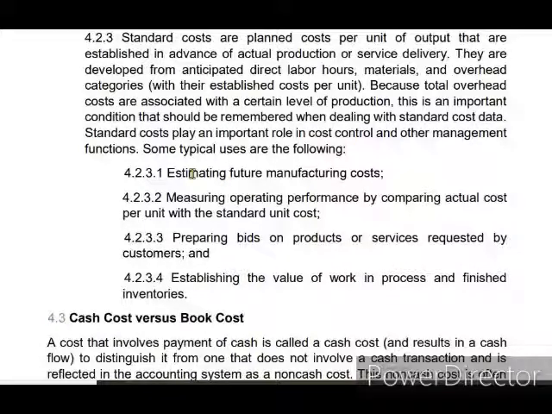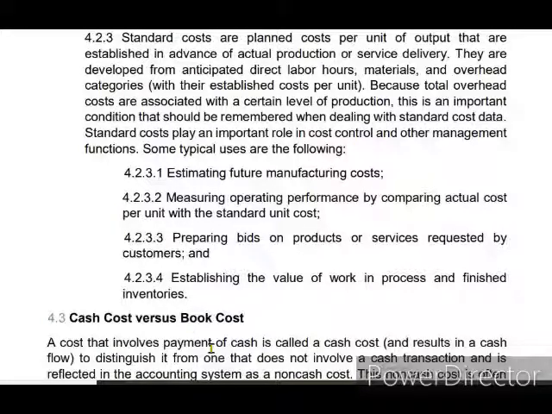Okay, so next, preparing bids on products or services requested by customers. Since standard cost is used in estimating or anticipating the direct labor cost and other resources, it can be used in preparing bids or portfolios for the buyers. Because some of the buyers will ask for estimates of the products or services that the company is offering.